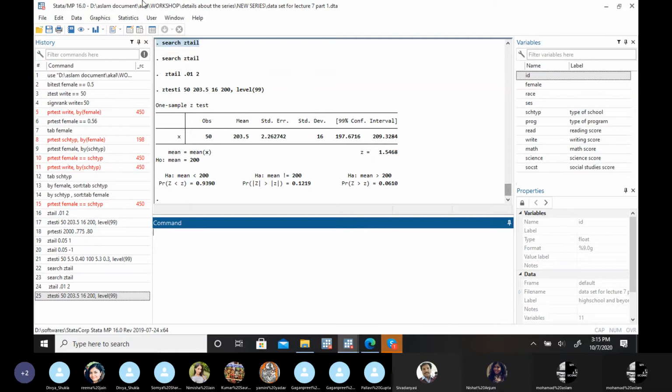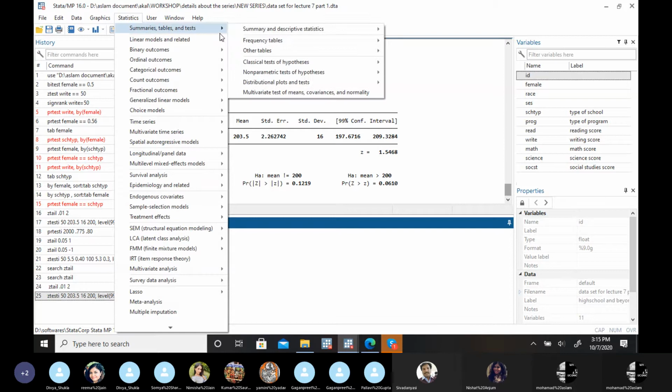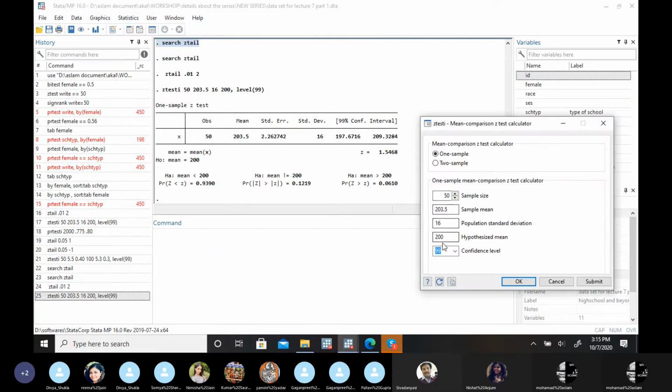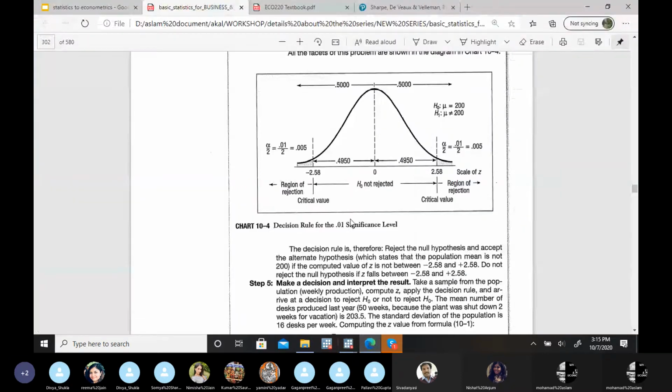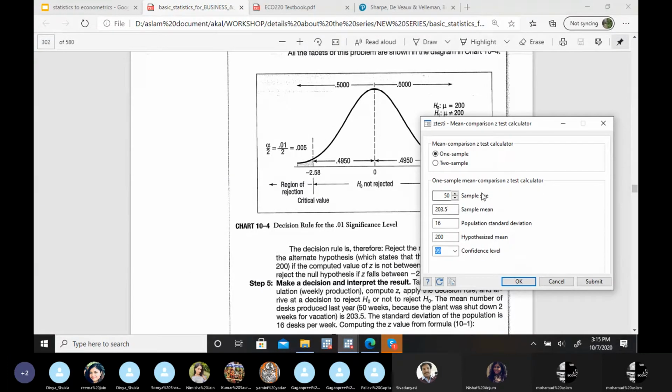After classical, please give your full concentration. I already described it 3 times. Summaries, classical test of hypothesis, then Z-test calculator. Here you have to put all these values. These values I am taking from the textbook example. 50 is the sample size, it's given in the question. If we have a data set, then we don't need to put these values individually. But right now we don't have a data set, so I'm taking values from this particular situation and trying to calculate the Z statistic. So in this case, sample size is 50.